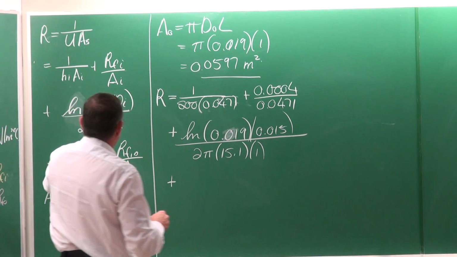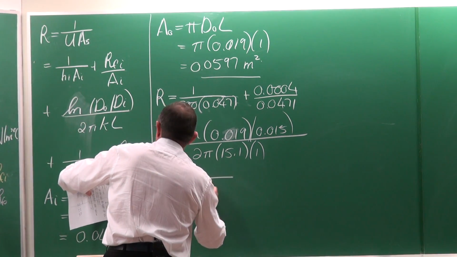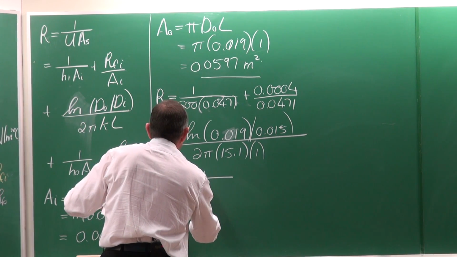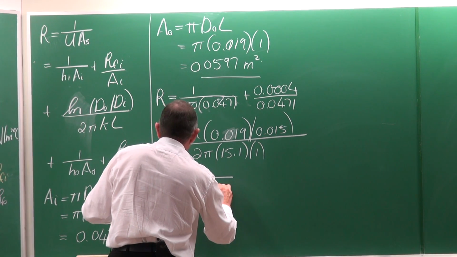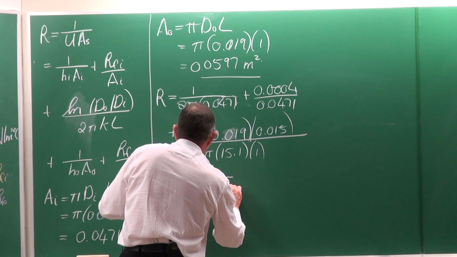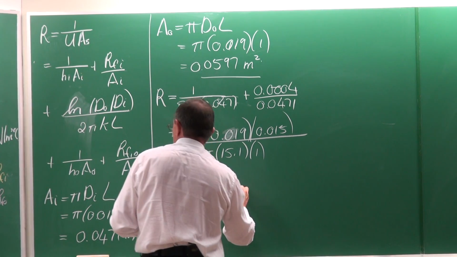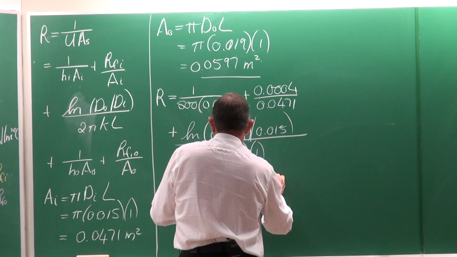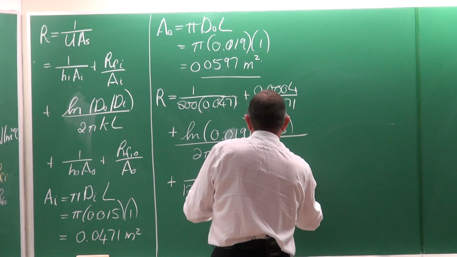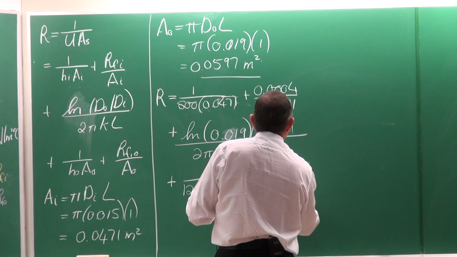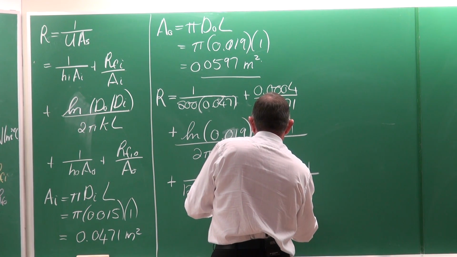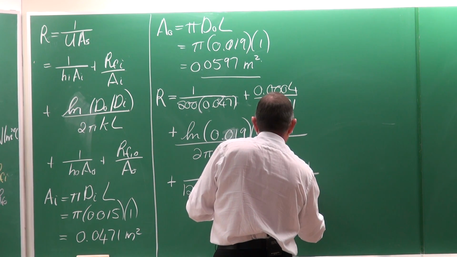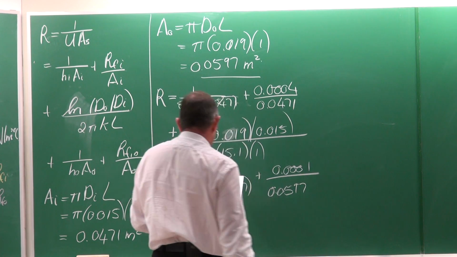Plus, then 1 divided by the heat transfer coefficient on the outside, which is 1,200 multiplied by the area on the outside, 0.0597, plus the fouling is equal to 0.0001 divided by 0.0597.